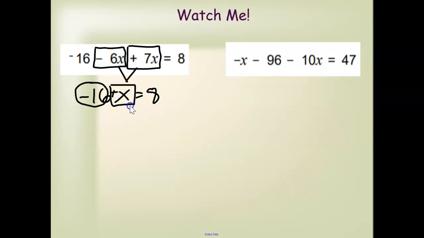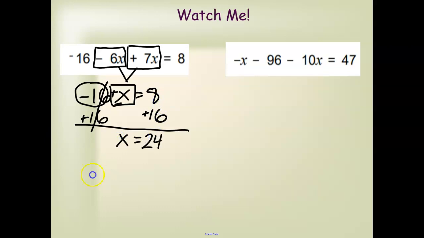All right, so now I see I'm trying to get x by itself. How do I get rid of x? How do I get rid of the negative 16? By adding 16. So I'm going to plus 16 on both sides, draw my little line showing I'm going to add everything up. Those cancel out. All I'm left with over here is an x, and then 8 plus 16 is 24.